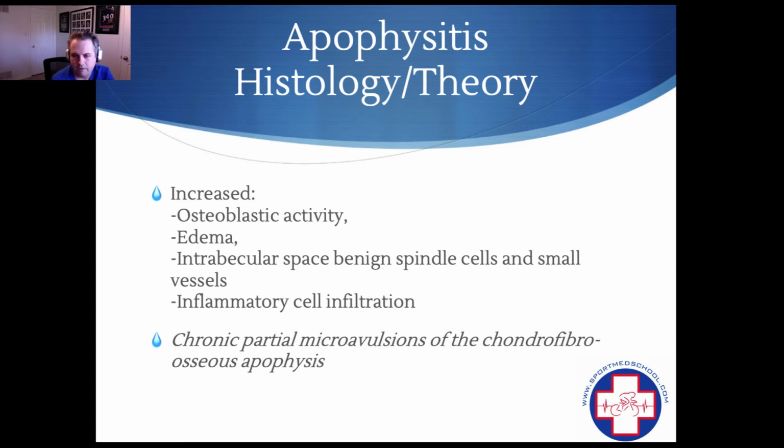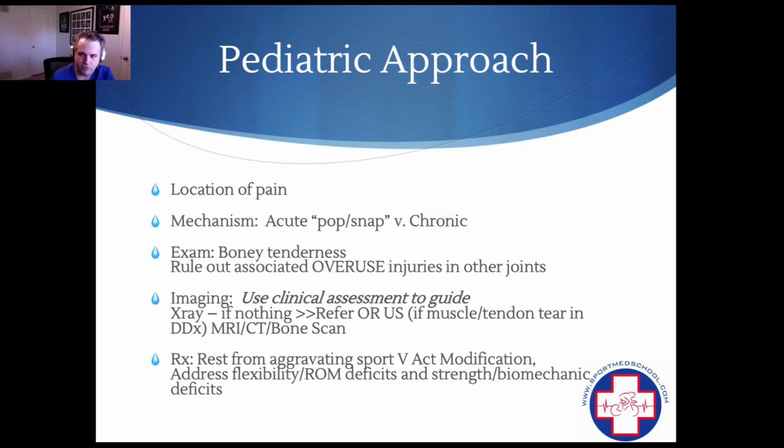On MRI and on histology, what we're seeing is increased osteoblastic activity on the histology. On the MRI, some bony edema. And then once again on the histology, we're seeing some benign spindle cells and small vessels coming into the intratrabecular space, along with some inflammatory cell infiltration.